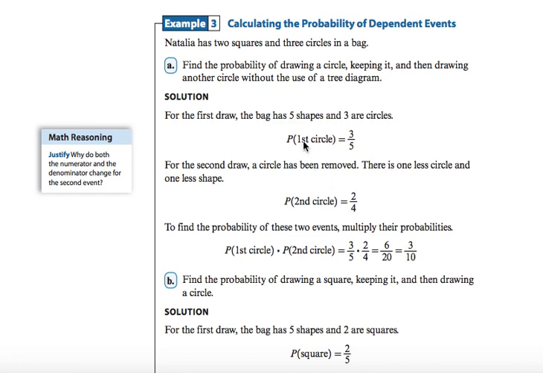So for the first circle, you've got 3 out of 5 that are circles. However, when you've taken 1 out, one of the circles has been removed. Now you only have a total of 4 shapes, and 2 of them are circles because you took one of the circles out. So you've got 3/5 times 2/4. If you multiply those together, 3 times 2 is 6, 5 times 4 is 20. You can reduce that to 3/10. Because the two events are dependent, the first event matters to the second event because it changes the second event. You've got 5 things to choose from. Now you've got 4 things to choose from.